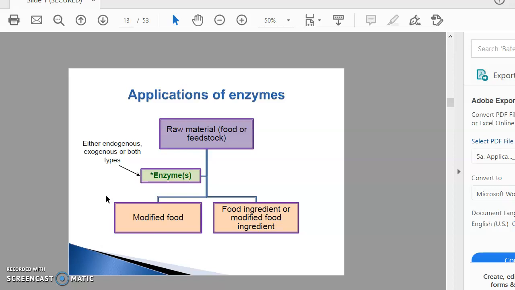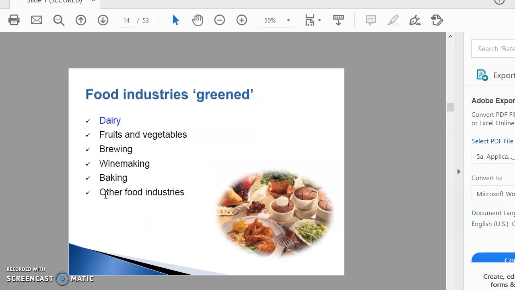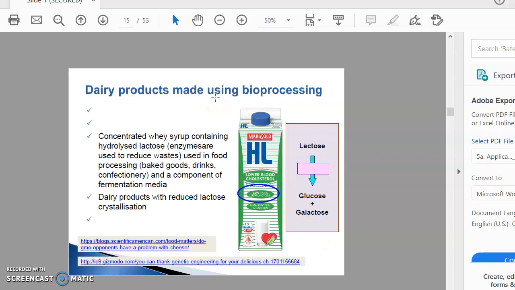So this figure shows you how you can apply the enzymes. For example, from raw material, you can add the enzyme and then you can get the modified food. For example, you can use the milk, you add the rennet, and you get the modified milk in the form of cheese. So these are examples of the food industries that use enzymes. I think the term green means that instead of using chemicals, we use the enzyme, which is a better alternative for the environment and also probably for health.